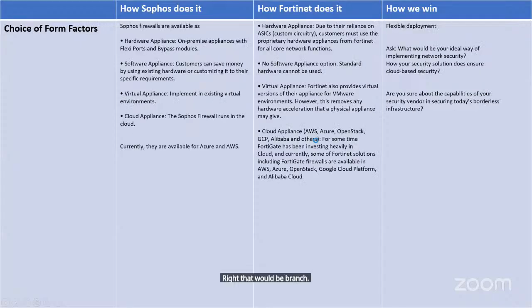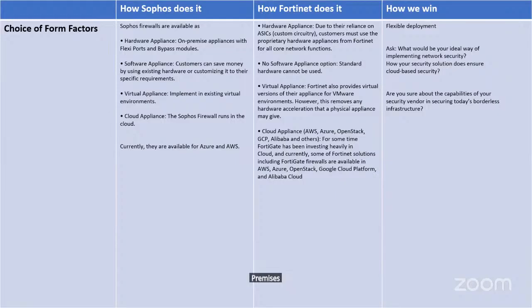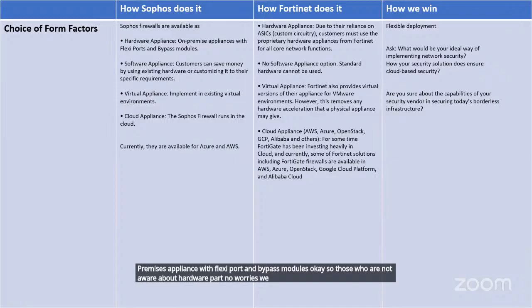So that is the choice of factors. After this, let's jump into the lab part. I will show you the existing configuration. Suppose the choice of form factor can be Sophos and FortiGate. Of course, Sophos is available on hardware appliances, on-premises appliances with FlexiPort and bypass modules. Those who are not aware of the hardware part, no worries. There is a module where we will discuss the hardware appliances that Sophos provides.